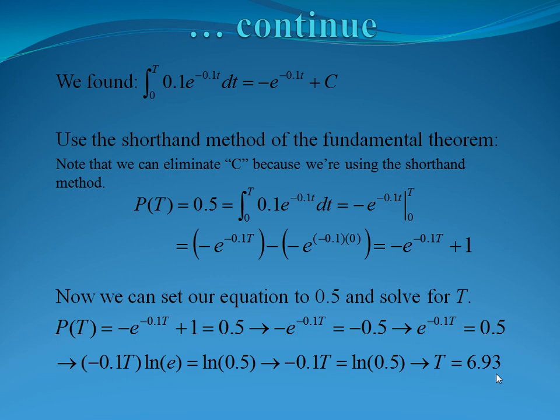So again, with the median, we're setting it equal to 0.5, and with the mean, we're multiplying by that extra variable.